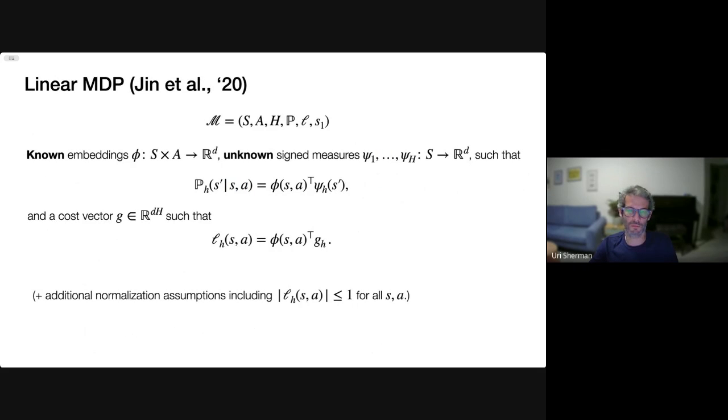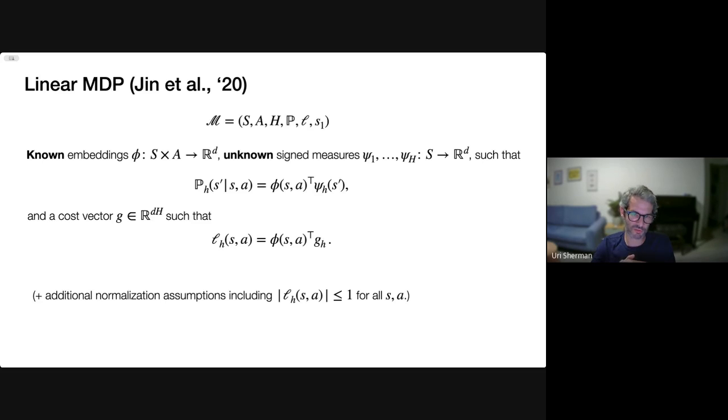The main structural assumption, of course, is that all these MDPs are linear, in the sense that there exist known feature embeddings phi that take the state action pairs to d-dimensional space, and unknown signed measures psi that take the next state, so to speak, to the same d-dimensional space. If we think about the dynamics in the finite state space as a transition matrix, then it means that this transition matrix is low rank decomposable with these feature embedding matrices.